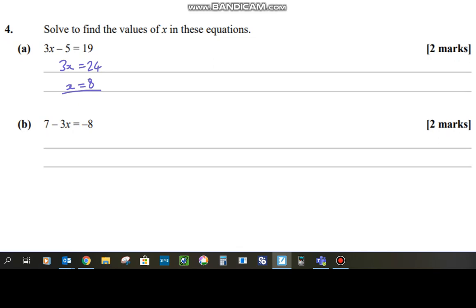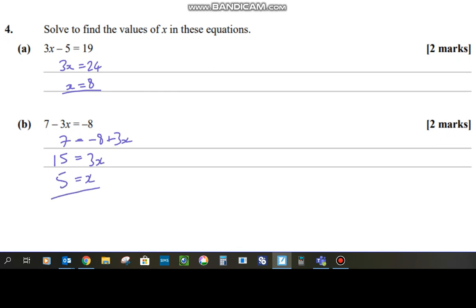Okay, we've got 2 main ways to do 4b. First main way will be to add 3x to both sides, giving us 7 is equal to minus 8 plus 3x, and then we've got minus 8 here, so we add 8, giving us 15 is equal to 3x, and then we divide by 3, giving us 5 is equal to x.